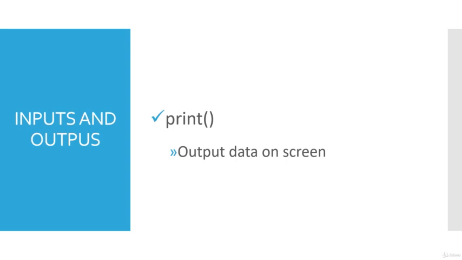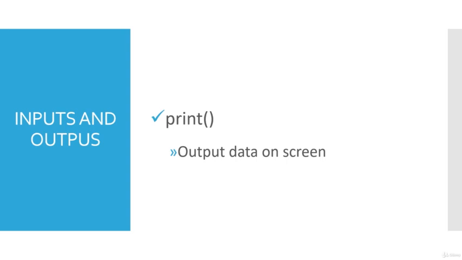In the Python programming language standard library, there are many built-in functions that you can use for various purposes. One of these functions is the print function. The use of the print function is that it takes any type of data and prints it on the screen or on any output device.